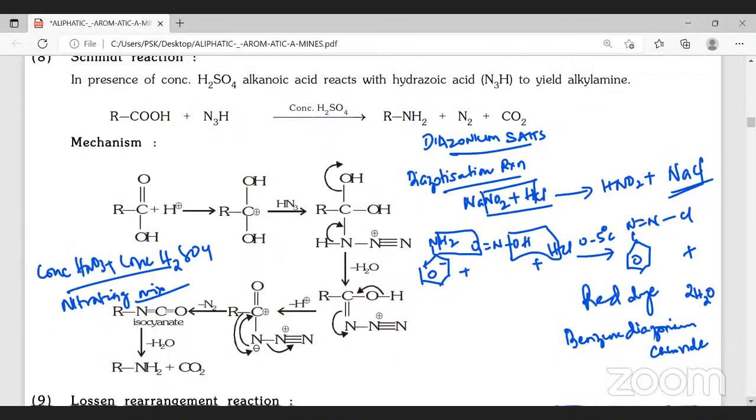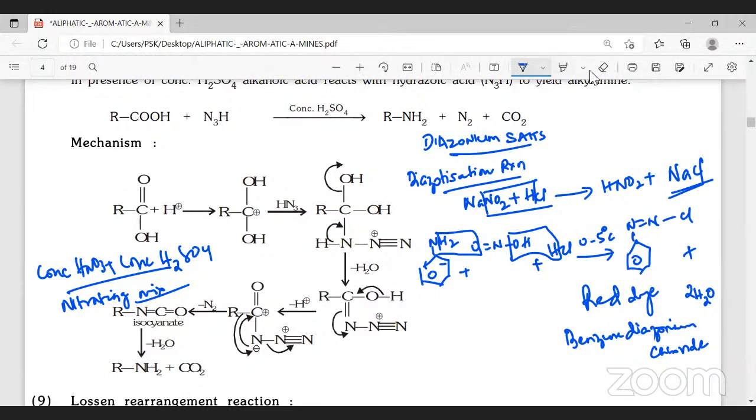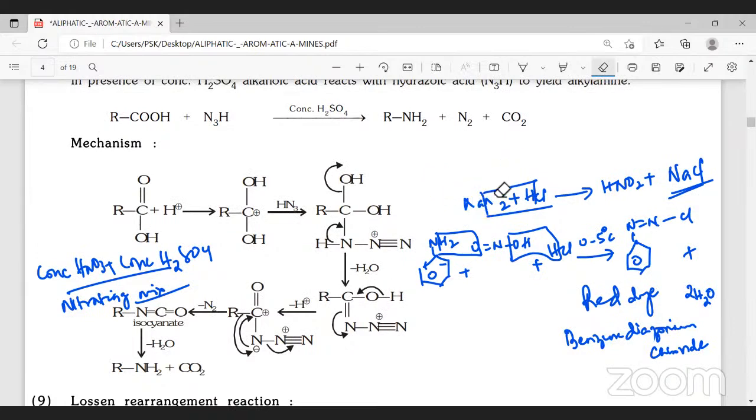Can you remember this reaction? Benzene diazonium chloride. Yes, sir. Based on this, we are going to learn some of the chemical properties. So only one method is required for the preparation of benzene diazonium salts, that is the diazotization reaction. So based on this, we have to learn more chemical properties.